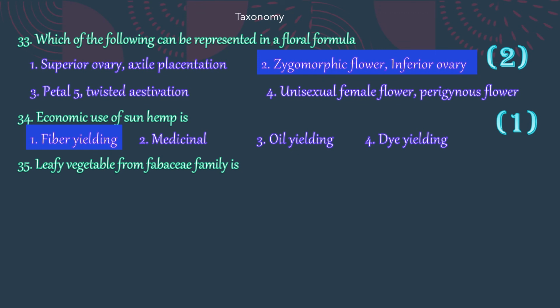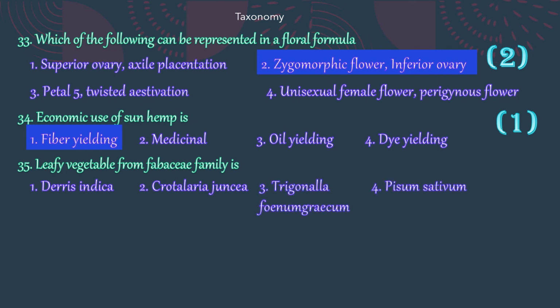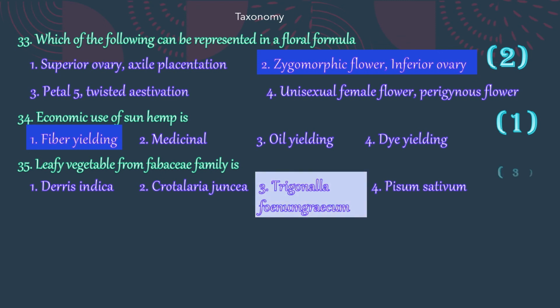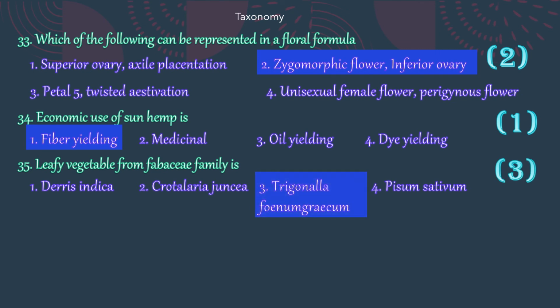Leaf vegetable from Fabaceae family is: option 1, Dalbergia indica; option 2, Crotalaria juncea; option 3, Trigonella foenum-graecum; option 4, Pisum sativum. Answer is 3.